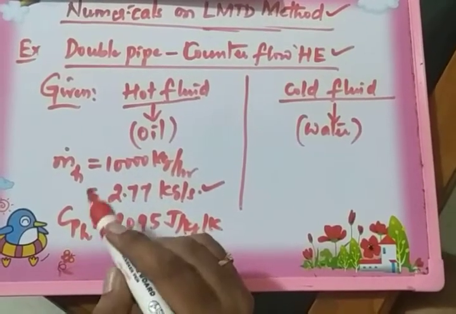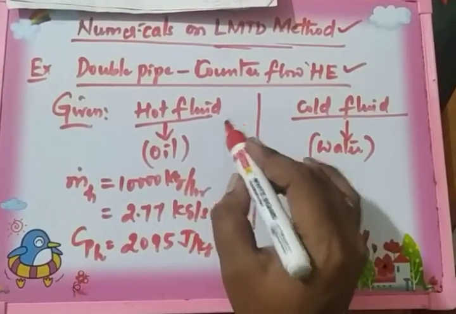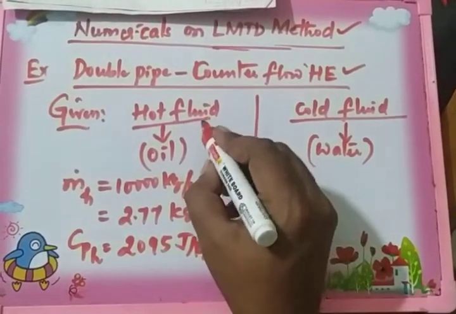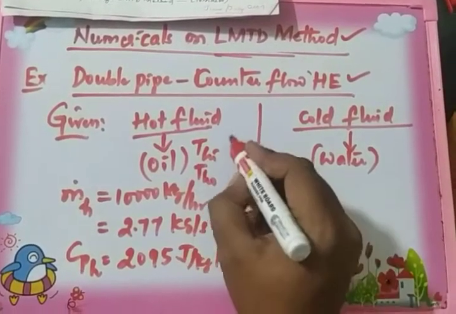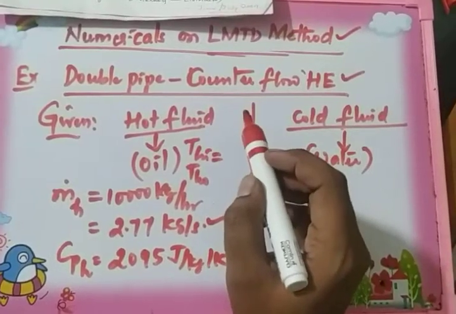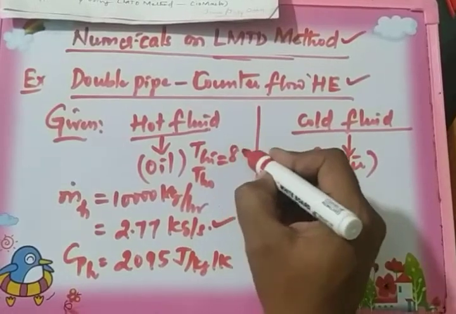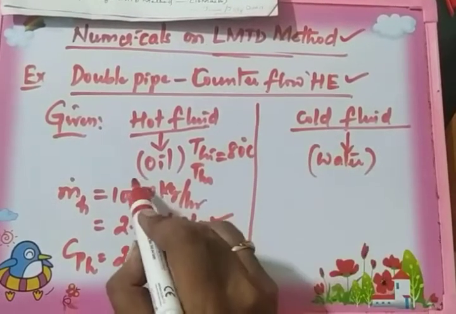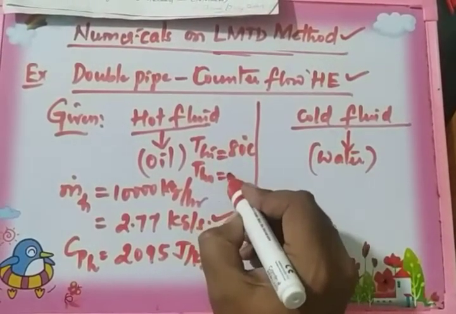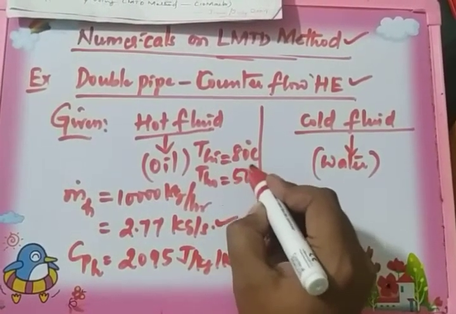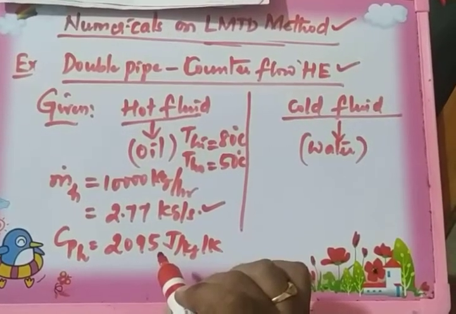Then thereafter he says the oil temperature, since it is a hot fluid, so the temperatures of the hot oil, let us say Thi and Tho. So Thi is the hot oil temperature at the inlet. He has given it as 80 degrees Celsius. So this oil at 80 degrees Celsius is going to be cooled from 80 degrees Celsius to 50 degrees Celsius. So Thi is 80, Tho is 50 degrees Celsius.